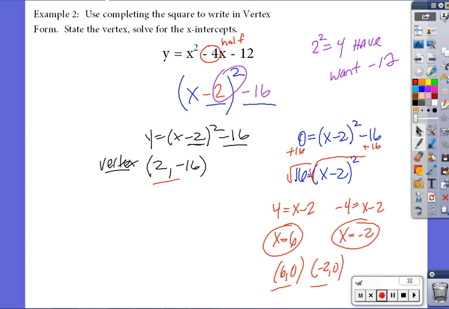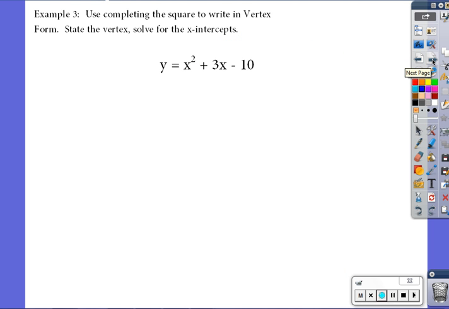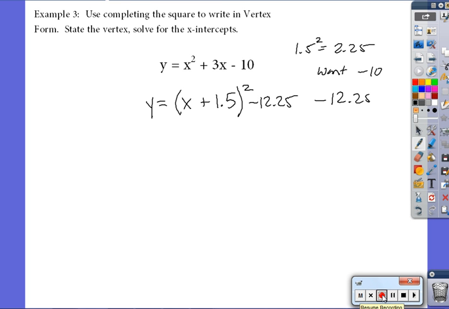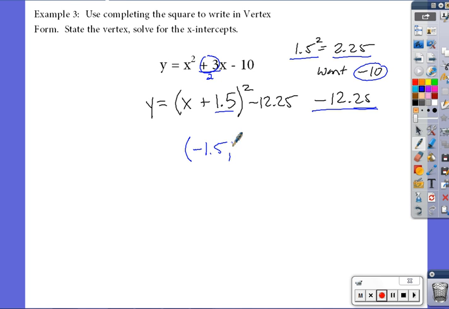And last one here. I want you to go ahead and try this one, and then check back in. So here's one that gets a little bit messy because I have an odd number here for this middle value, and that can happen. 3 divided by 2, or half of 3, is 1.5. I'm still squaring 1.5. I got 2.25, but I want negative 10, so I had to subtract 12.25 to get that. Now, we're not going to solve this one. I can state the vertex though, (-1.5, -12.25), but you understand you could solve this.